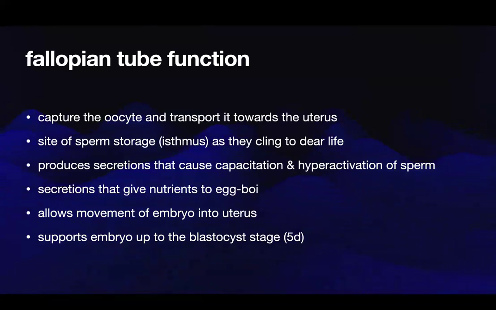Also, the fallopian tube produces secretions that cause something called capacitation and hyperactivation of sperm, which you guys probably have taken previously. But that's why we said that the epithelium of the fallopian tube contains those secretory cells. And these secretions also give nutrients to the eggs to keep them alive. It allows for the movement of the embryo into the uterus after fertilization.